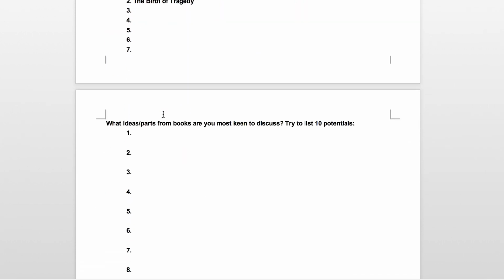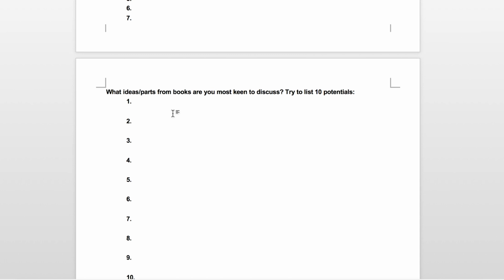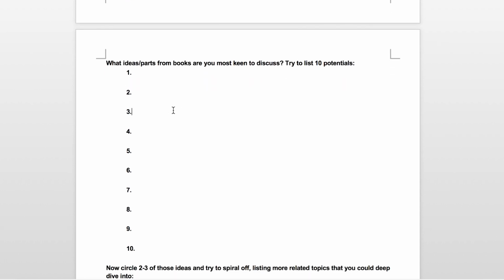And then here's another thing you can do. This is an interview strategy, but this is good for going to your first term. What ideas or parts from books are you most keen to discuss? Try to list 10 potentials. So come up with ideas. Like if you've read Dracula or you've read Shirley Jackson's stuff, then you're probably interested in Gothic literature. So put Gothic down. And then you're going to figure out what Gothic means, and you're going to go down that rabbit hole.